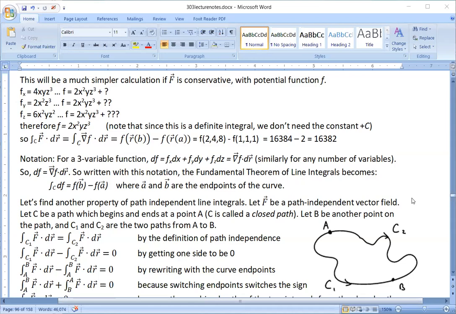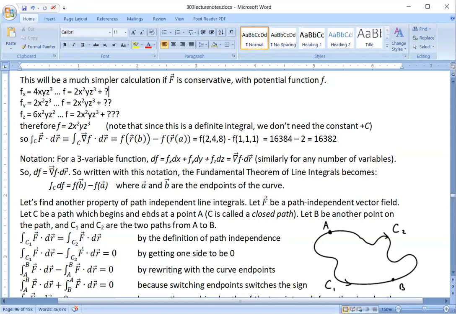And then we're going to say that you can get from A to B in 2 different ways. We'll just call them C1 and C2. Okay. So by the definition of path independence, these two vector line integrals are equal. We've said F is path independent, so these 2 integrals have to be equal to each other. So let's manipulate this around and we're going to get a new conclusion. So subtract and you just get one integral minus the other integral equals 0.